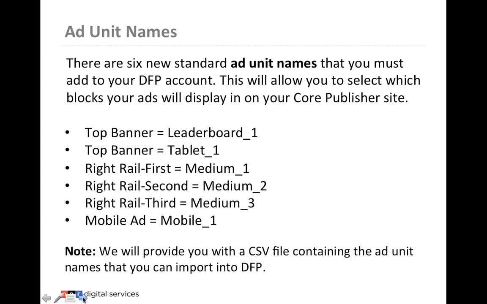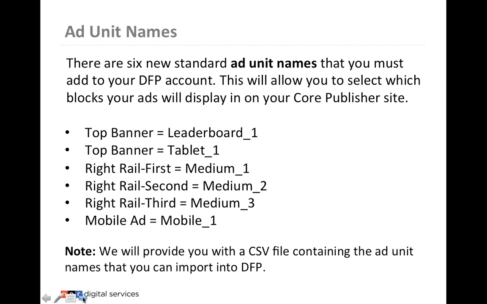So next, we will need you to upload a CSV into your DFP account. That CSV will include 6 of the normal standard ad unit names that all stations using the responsive theme will have to include. Those are top banner, leaderboard. So this is going to show the placement of the leaderboard block. Top banner tablet, which will show the placement of that top banner area if someone is on a tablet, so that's 728 by 90.